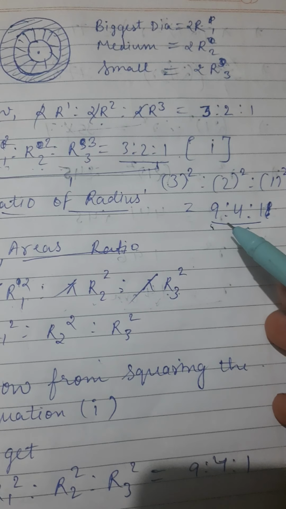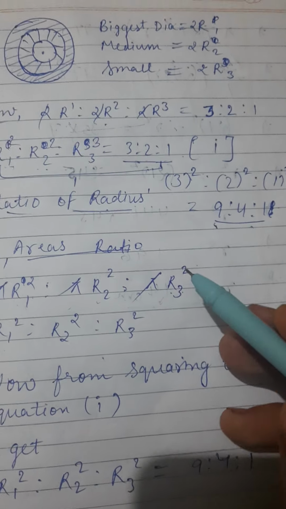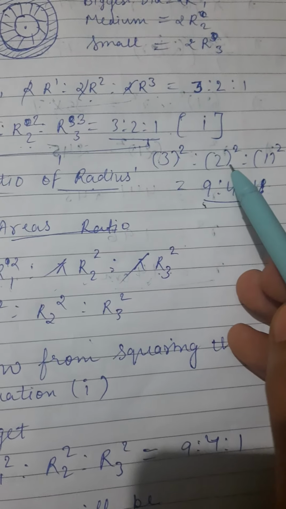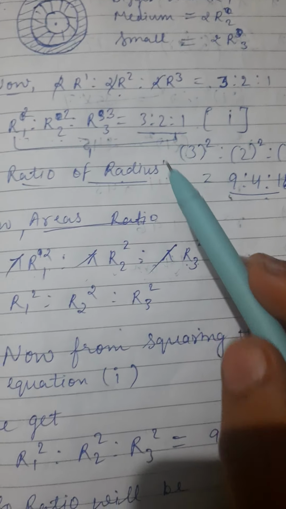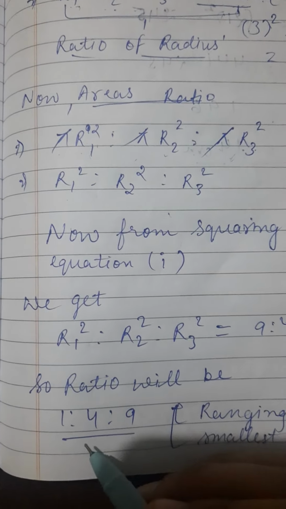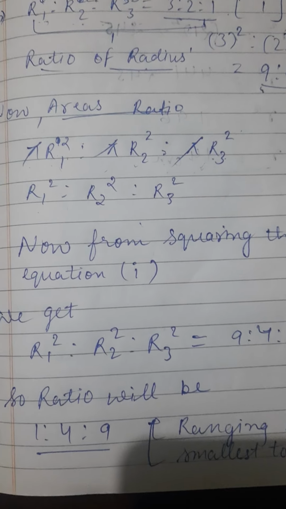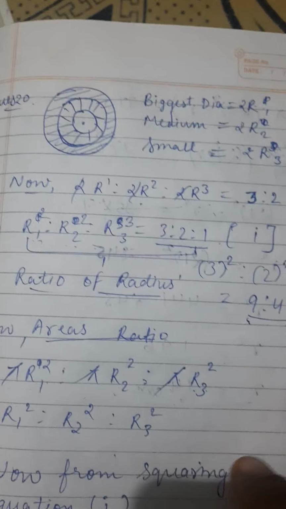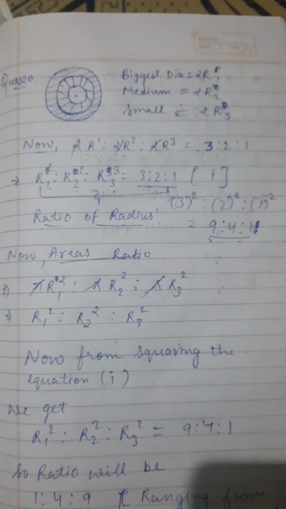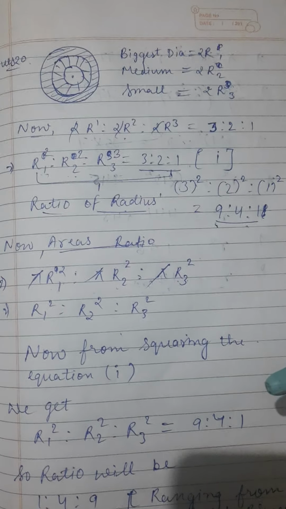But in the question we were asked to give that ratio from smallest to biggest, so we just correspond these terms according to circles, and we will find that the ratio of areas will be 1 ratio 3 ratio 5, 1 ratio 4 ratio 9, ranging from smallest to biggest. So here's the conclusion of question 20, and we are done with this question. So we shall move forward for question number 21.